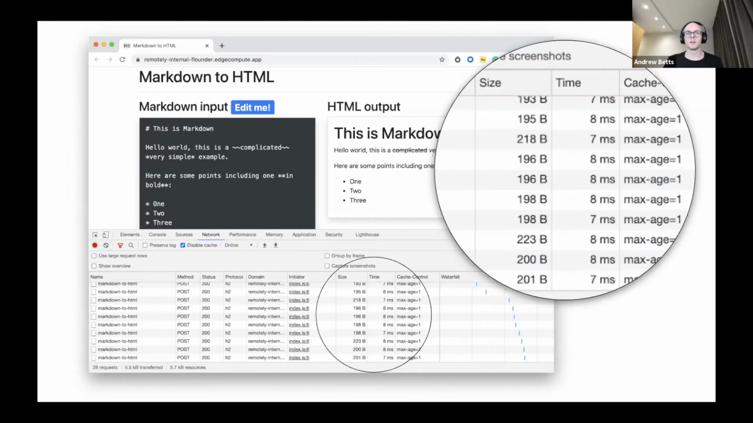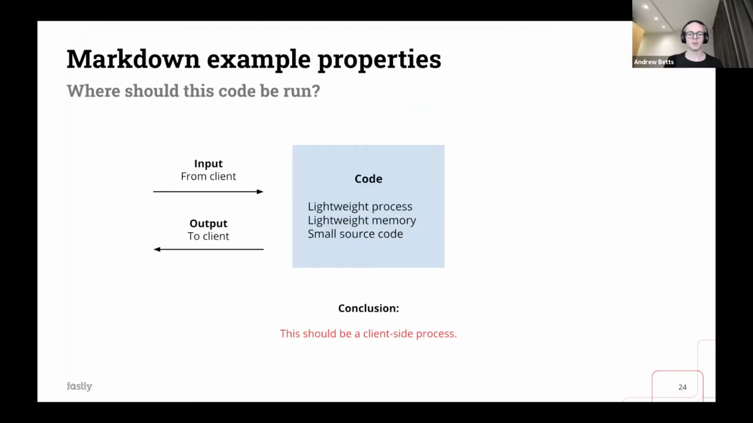Now, a toy example like this is good for demonstrating the potential for offloading work to the edge. But let's consider my pipeline trade-offs and think about whether I'm running this Markdown app in the right place. So this is simple processing. It's using small self-contained logic. The input and output are both on the client side. There's nothing proprietary about the code. So this should probably be a process that we actually run on the client device.